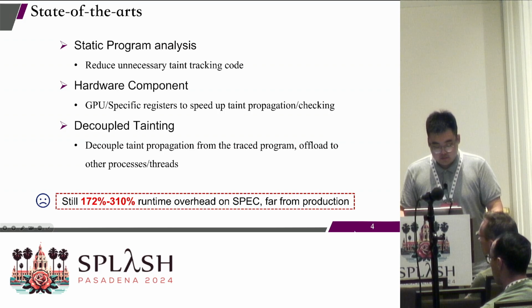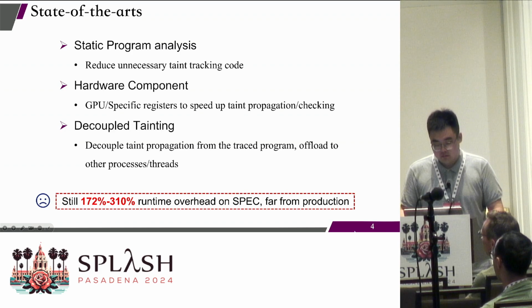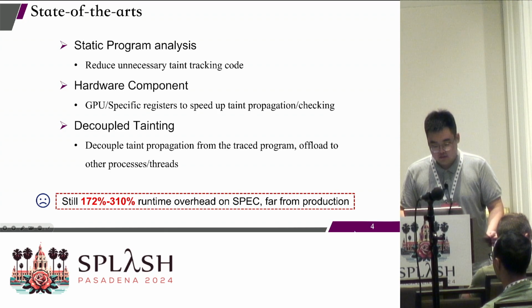The third type decouples execution by separating taint propagation from the source program and offloading it to other processes. Unfortunately, these approaches suffer from high online taint information collection overhead and also increase the latency of the analysis. Despite the above approaches, their runtime overhead on the SPEC benchmark still ranges from 170% to about 300%, which is far from production use.